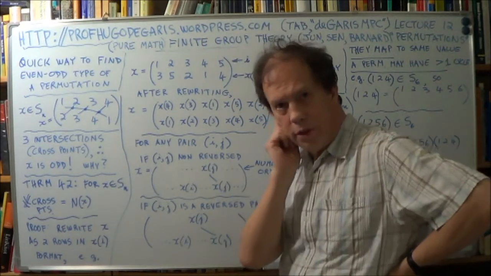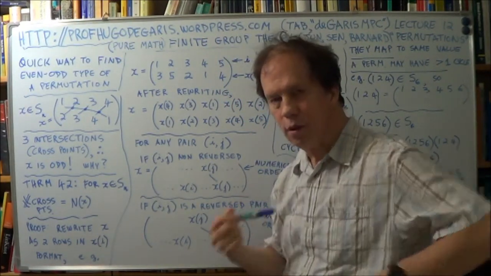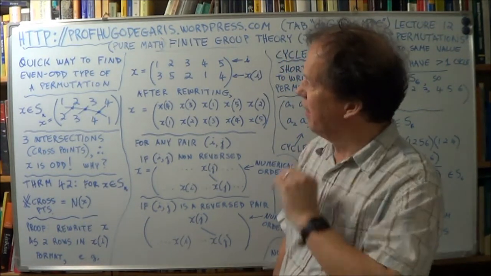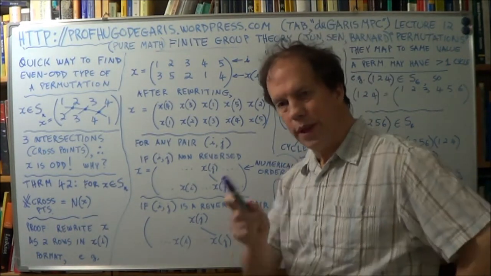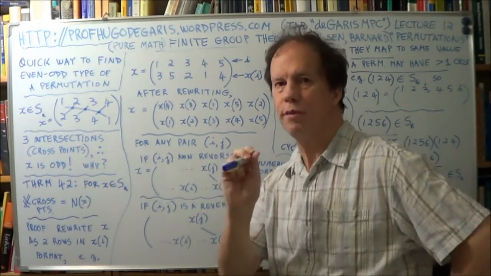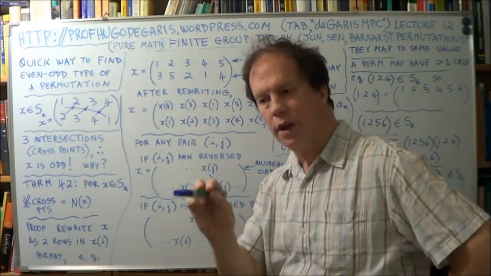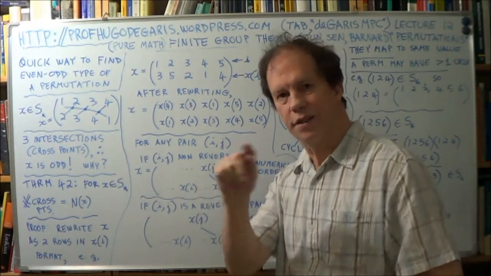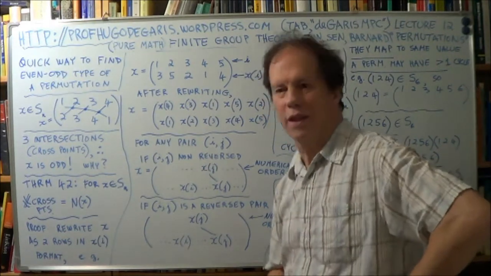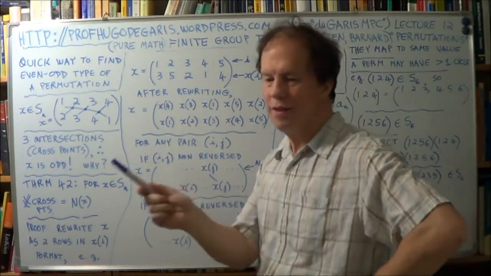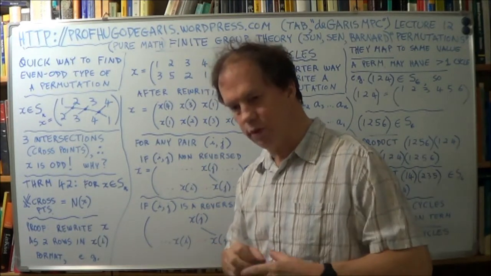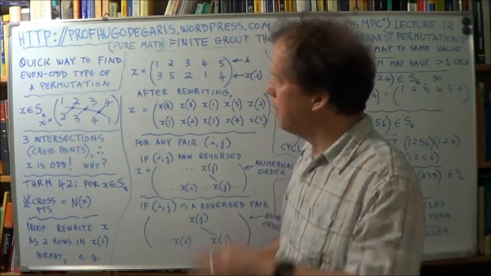We've been talking about the oddness or evenness of a permutation, and the way to determine that is to calculate the number of reversed pairs of that permutation, of that x, if you like. Now, there's a much quicker way. You can do it in a few seconds instead of minutes trying to calculate all reverse pairs. And here's how you do it.